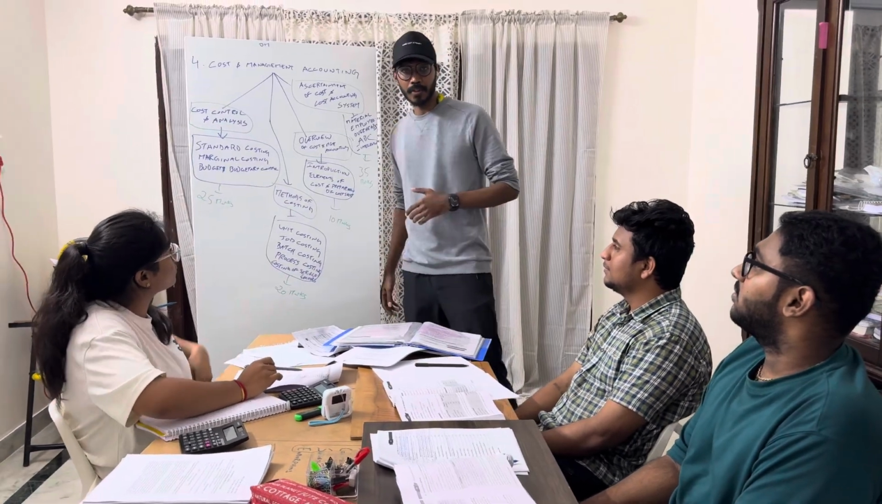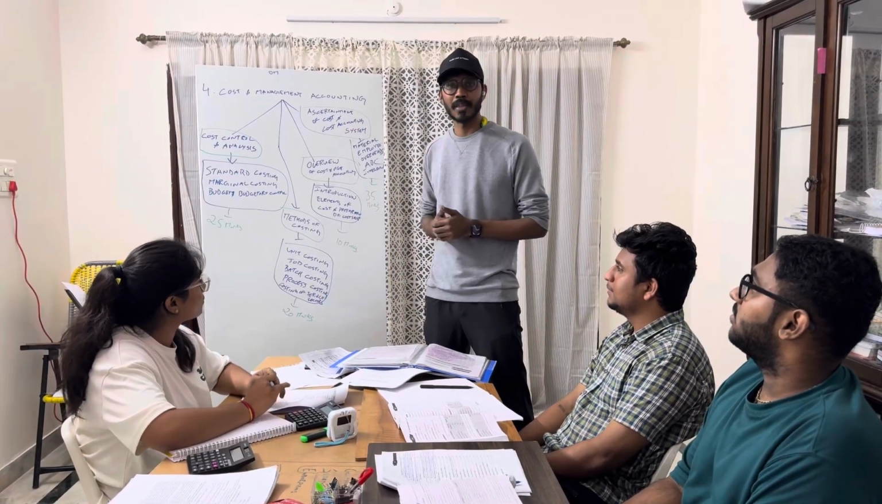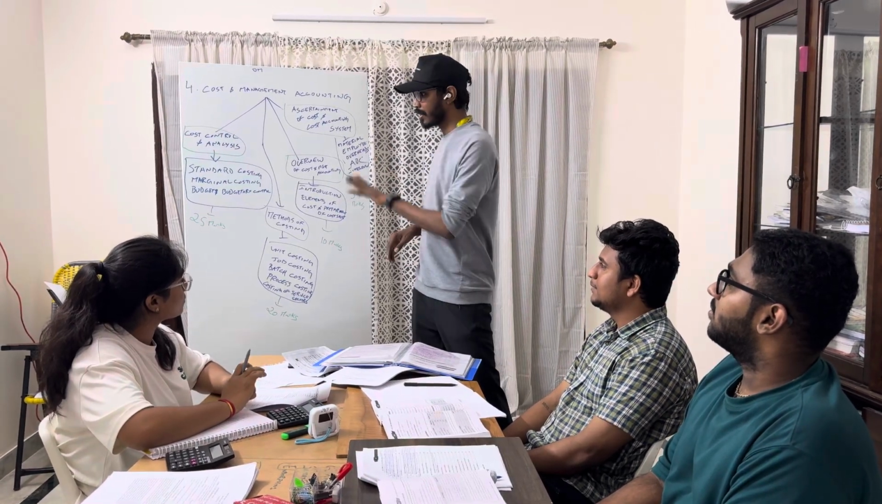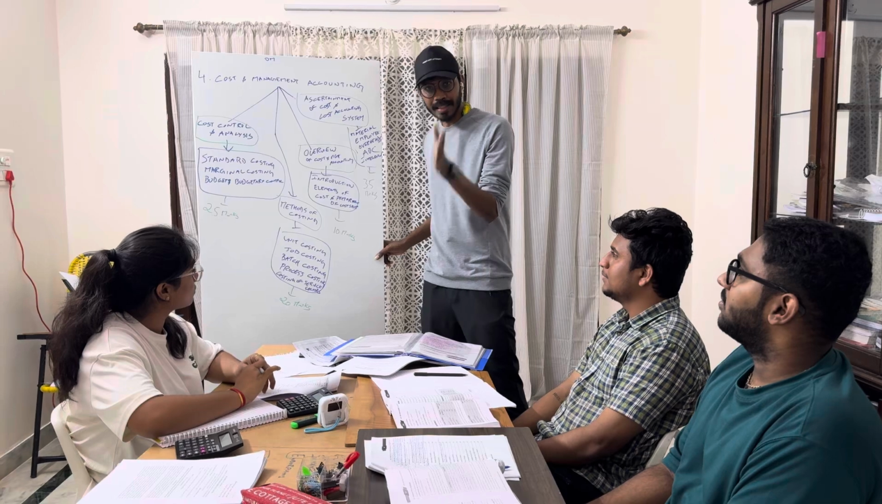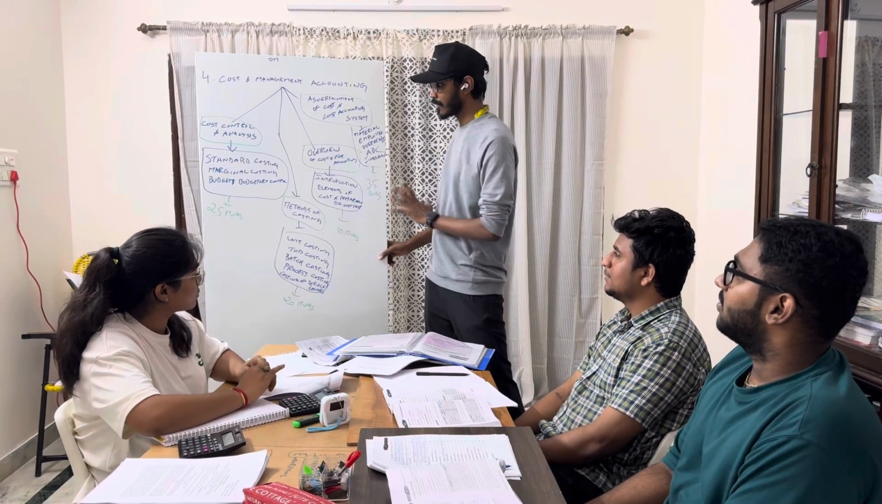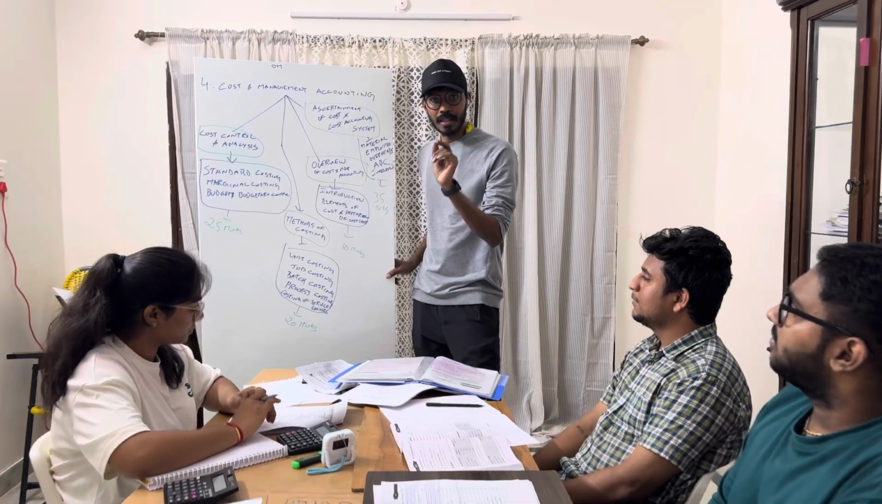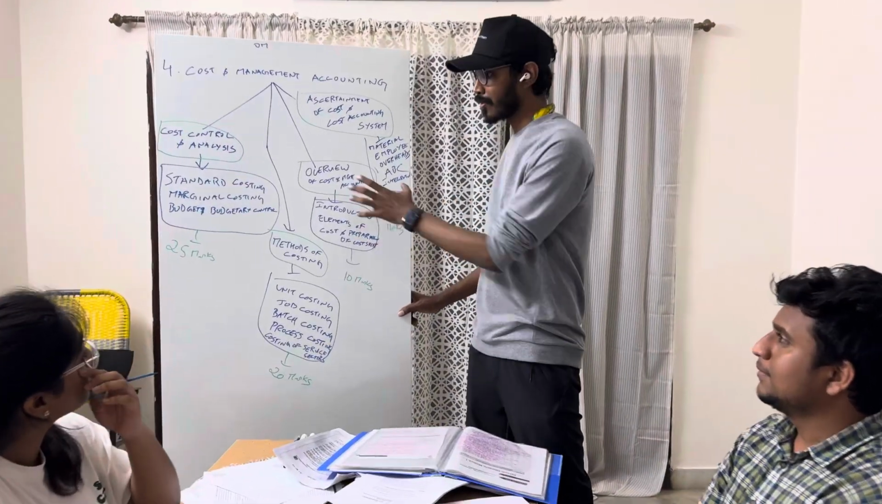Some of you are writing only group 2 and most of you might be writing group 2 after group 1. Either way, this is an important video. Before getting into the schedule, let me explain some elements of the strategy. If you look at cost and management accounting as a whole, there are 4 components. At least now you should have reasonable understanding of these 4 components.